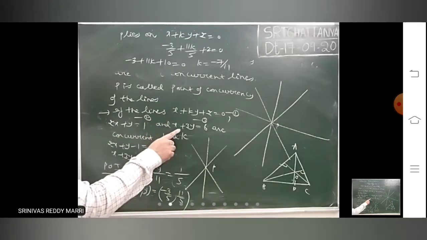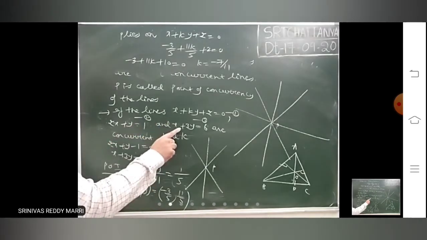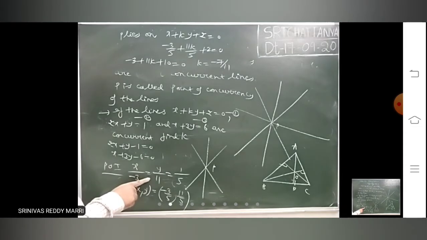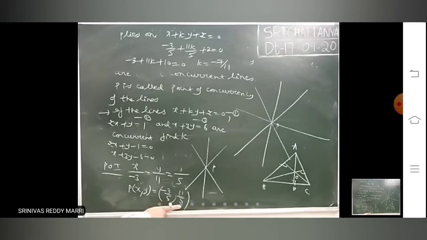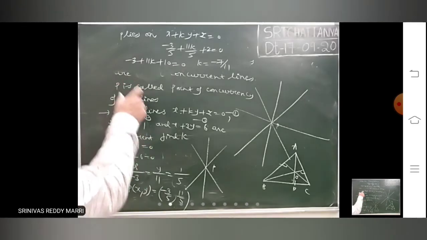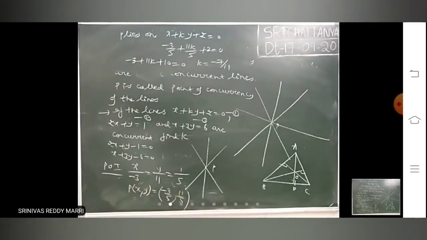Three lines are concurrent means solve any two, find the point of intersection, and it lies on the third line. So what is the point of concurrency of these 3 lines? This point. Point of concurrency means this point. This is the direct method.